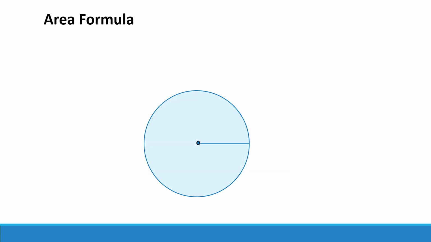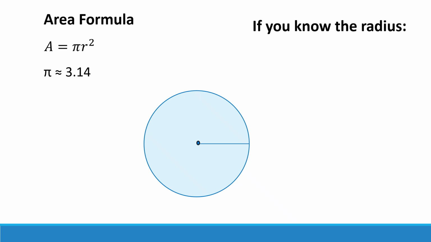Now let's look at the formula for the area of a circle. The formula is A equals pi times radius squared. We will use pi approximately equals 3.14. If you know the radius, simply use the formula. Area equals pi times radius squared. In the next example, I'll show you how to use this formula step by step.